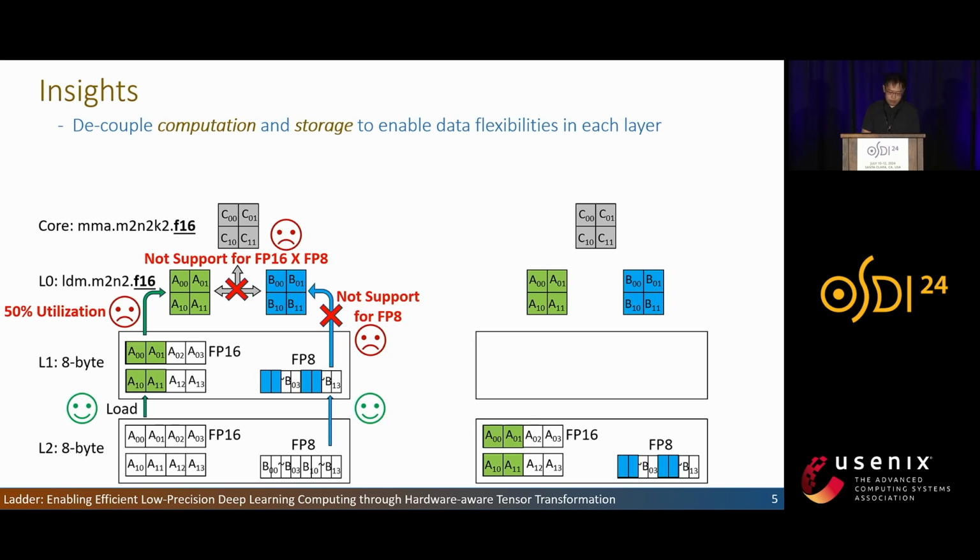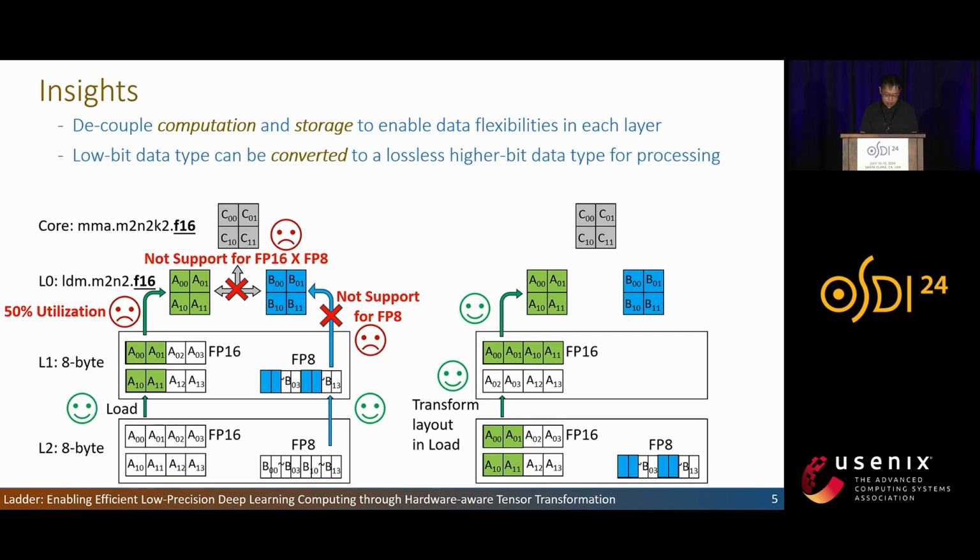To enable efficient low-precision computing support, our first insight is to decouple the computation and storage during scheduling to allow data flexibility in each hardware layer. For example, when loading matrix A from L2 to L1, the data layout can be transformed to align with the requirement of the load matrix instruction, which can enable full utilization of L1.